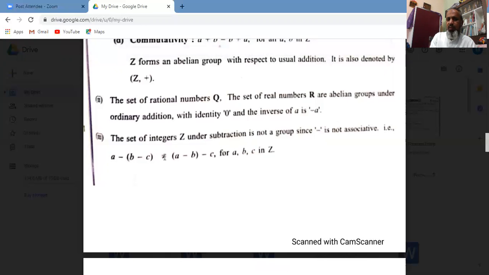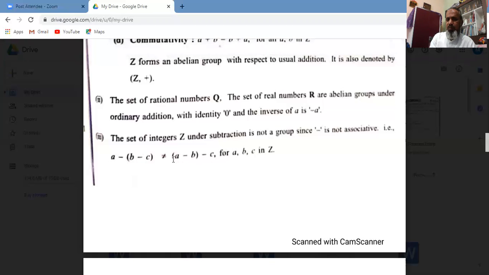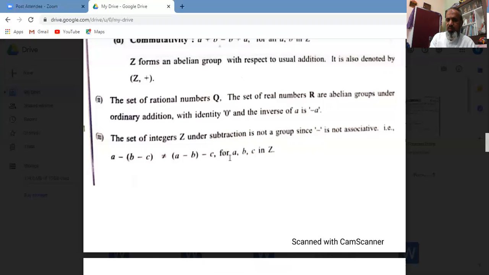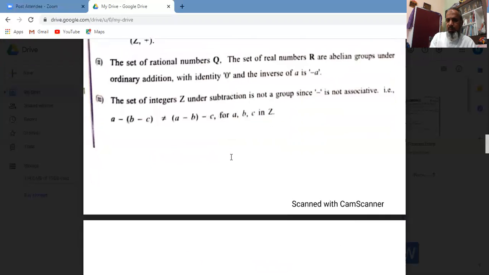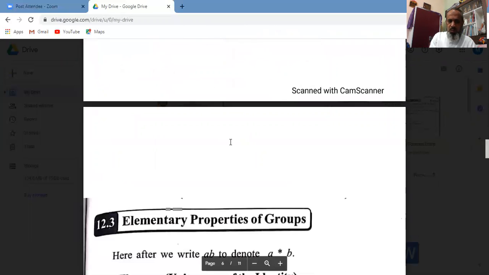So let us see here, with respect to subtraction, the associative property: a minus in bracket b minus c must be equal to a minus b minus c. But here a minus b minus c is a minus b plus c. So we cannot get the left hand and right hand side values the same. So the associative property with respect to subtraction is not satisfied. If any one of the properties is not satisfied, then the set does not form a group.